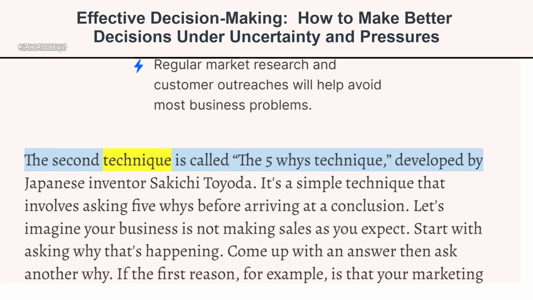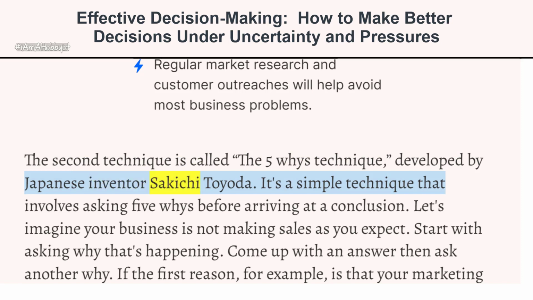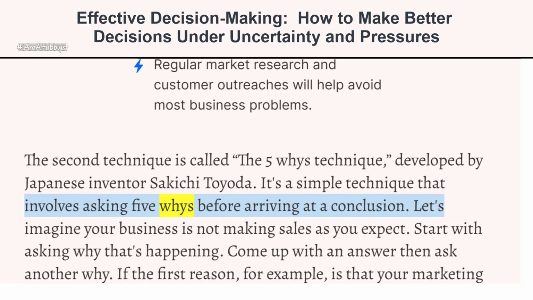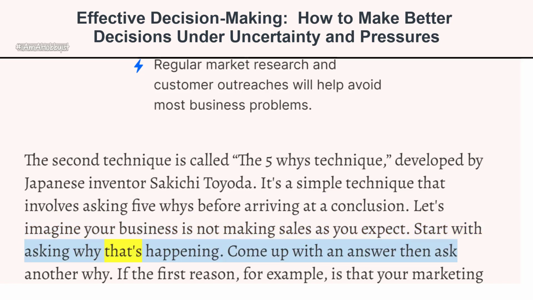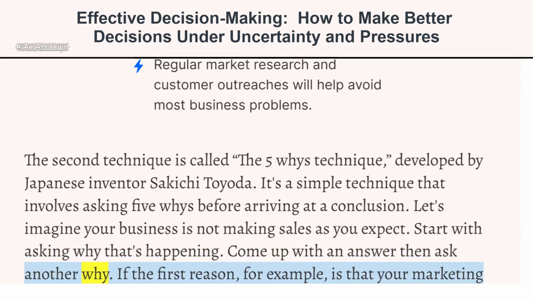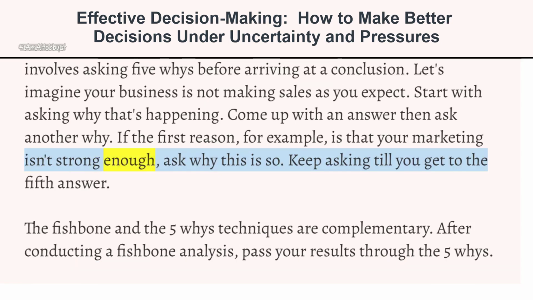The second technique is called the 5 whys technique, developed by Japanese inventor Sakichi Toyoda. It's a simple technique that involves asking 5 whys before arriving at a conclusion. Let's imagine your business is not making sales as you expect. Start with asking why that's happening. Come up with an answer, then ask another why. If the first reason, for example, is that your marketing isn't strong enough, ask why this is so. Keep asking till you get to the 5th answer.